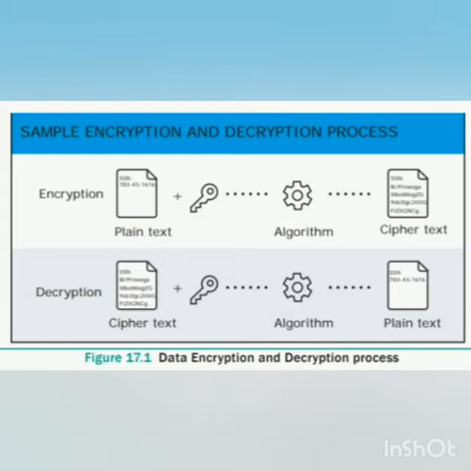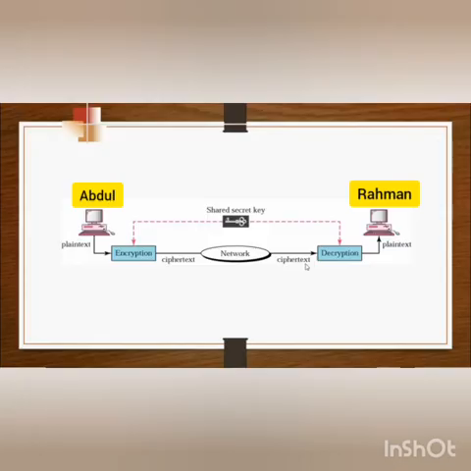Okay, so you can understand this with the help of a simple example. Look at this picture. Abdul wants to send a message to Rahman. So Abdul sends a plain text using his laptop or mobile, and it is encrypted using a secret key and converted into a cipher text. I hope you can see the cipher text here. After encryption, plain text changes into cipher text. It is transferred over the network. So, on the receiving side, Rahman gets only the cipher text and it is decrypted to the plain text.